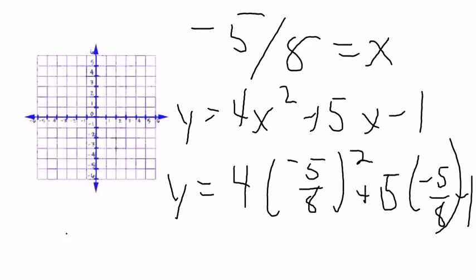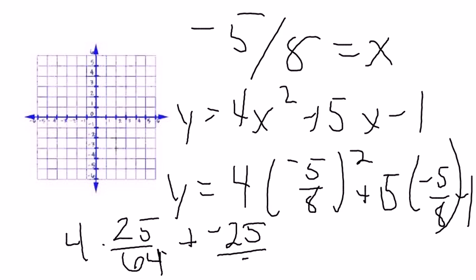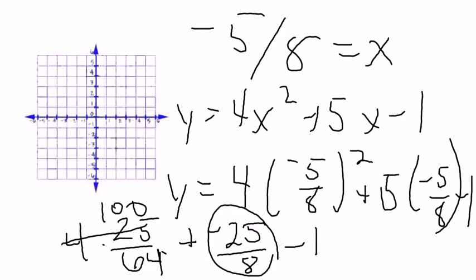So 4 times 5/8 squared is going to be 25 over 64. You can square the top and the bottom. Then you're going to add 5 times negative 5/8, which is negative 25/8, and then you subtract 1 from there. Now it's just a matter of multiplying it out. So 4 times 25/64ths is 100/64ths. You can convert this into 64ths by multiplying top and bottom by 8. Let's clear up a little room here.